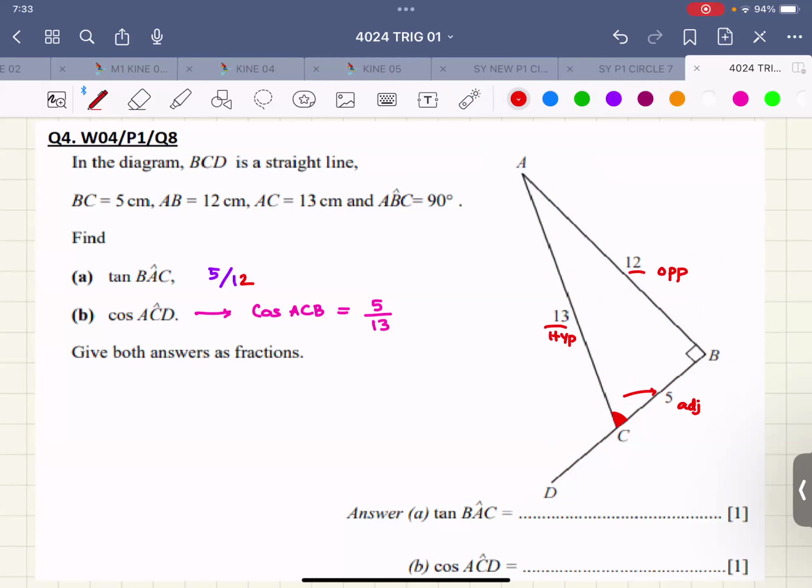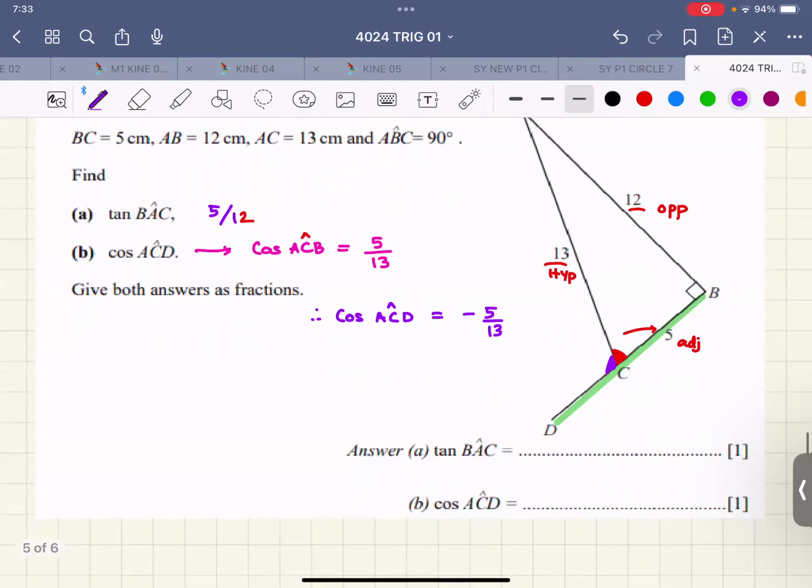Since we are dealing with cosine, cosine of ACB is 5 over 13. But we are interested in this one. That is over here, which is ACD. So therefore, cosine of ACD, because this is a straight line, therefore these two angles are supplementary. Therefore, the rule will apply that the cosine is the same except for the negative sign, which is minus 5 over 13. That's how basic these questions are.